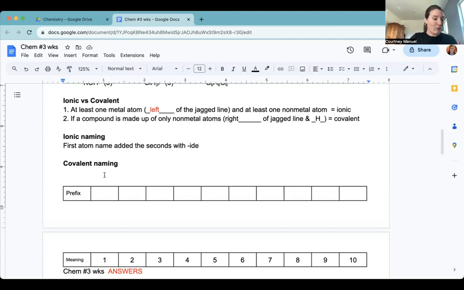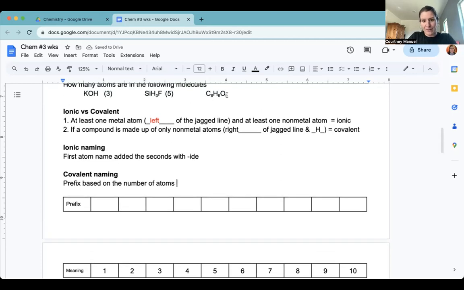All right. Covalent naming is very similar, but it's enough different that you can tell the difference. Okay, covalent loves prefixes. It is a prefix based on the number of atoms. And so if you start, let's pick a covalent name. We can actually use this one up here because this guy's covalent. Let's put him down here as an example. Okay, this is a carbon and a hydrogen and an oxygen. And the numbers down below tell you how many.